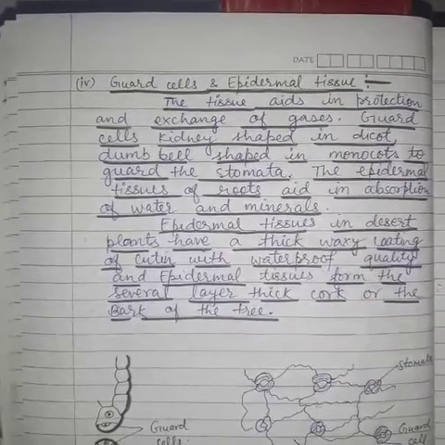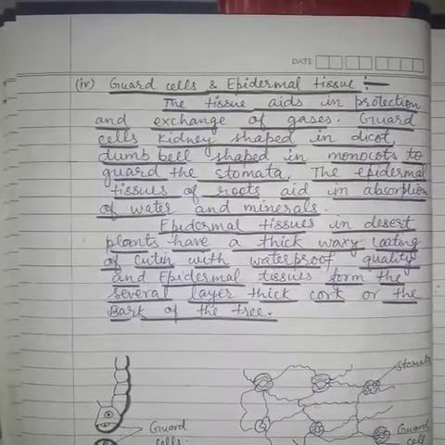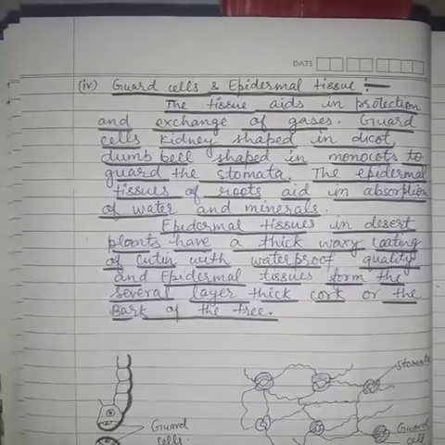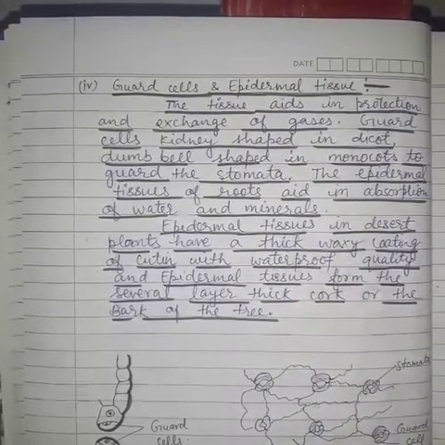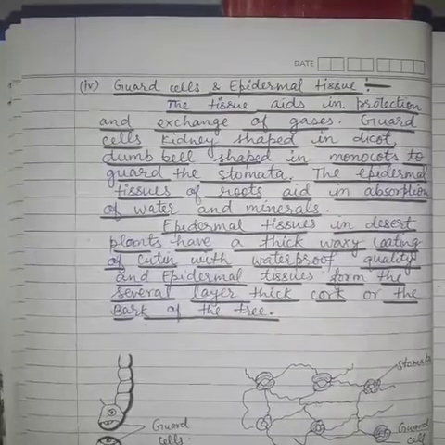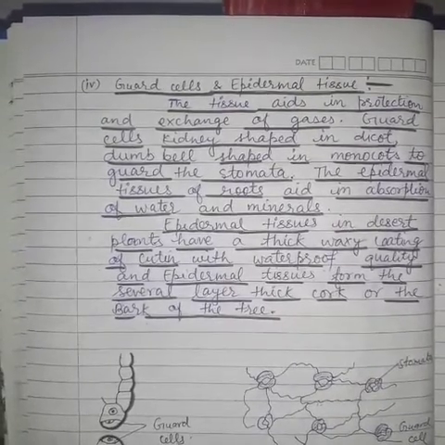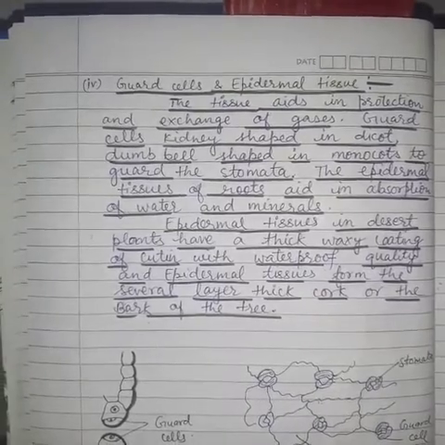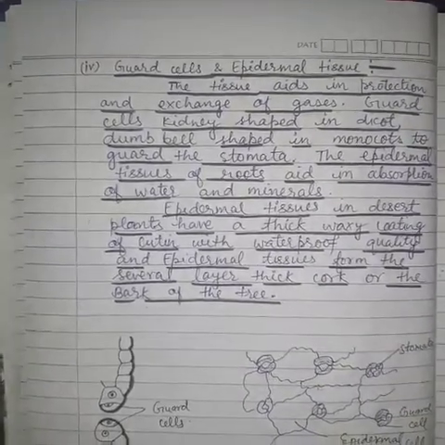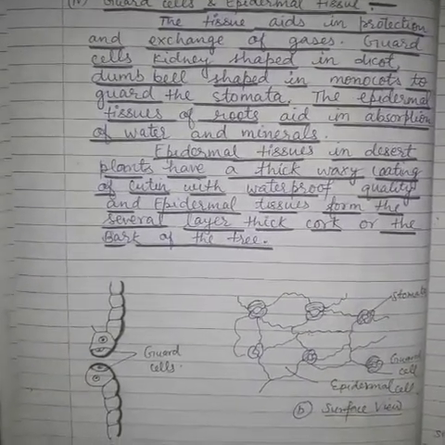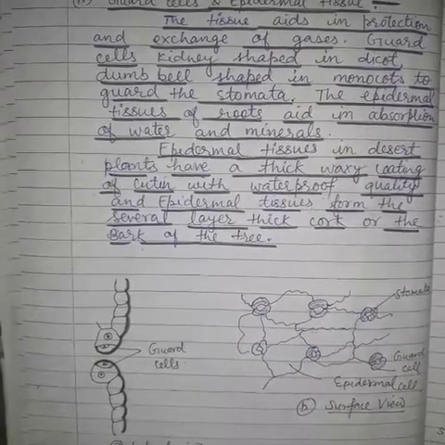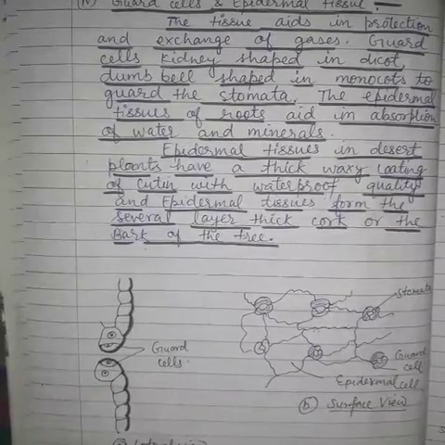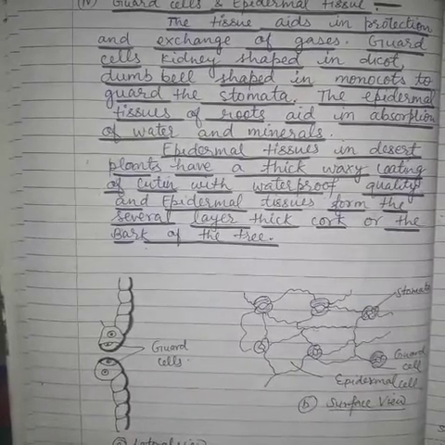Guard cell and epidermal tissue. The tissue aids in protection and exchange of gas. Guard cell, kidney shaped in dicot, dumbbell shaped in monocot, to guard the stomata. The epidermal tissue of the roots aids in absorption of water and mineral. Epidermal tissue in desert plants has a thick waxy coating of cutin with waterproof quality, and epidermal tissue forms the several layer thick bark of the tree.